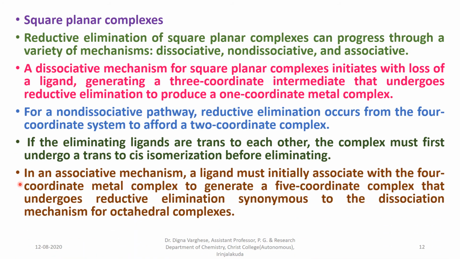In an associative mechanism, a ligand must initially associate with the 4 coordinate metal complex to generate a 5 coordinate complex that undergoes reductive elimination, synonymous to the dissociation mechanism for octahedral complexes. So square planar complexes can have a variety of mechanisms. First one is dissociative, second one is non-dissociative, and the third one is associative.